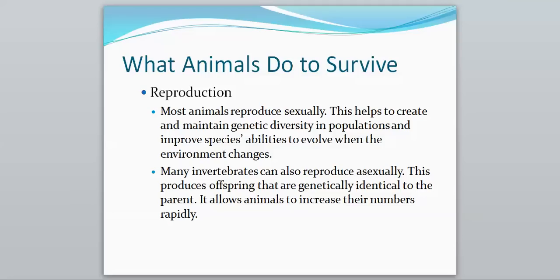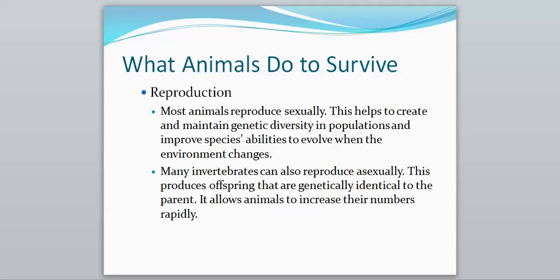And then reproduction. Most animals reproduce sexually, meaning they have another partner, and this will help to create and maintain genetic diversity in populations, and it will improve their species' abilities to evolve when the environment changes. So if we just have animals reproducing in one group with one another, then they're going to kind of all have the same traits, and then if something happens, boom, they all die off. So if they kind of spread out a little bit, mate with others from all over, then it'll help maintain their diversity and help them evolve.